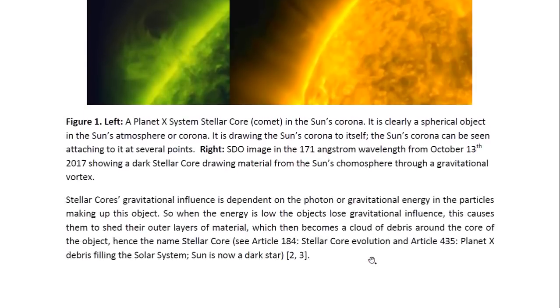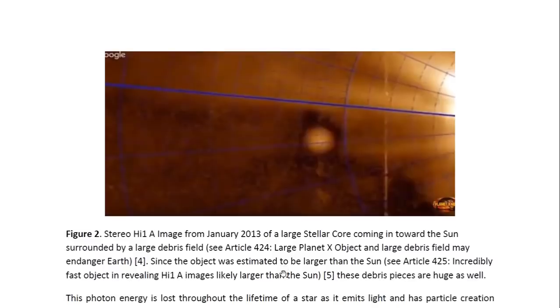Stellar core's gravitational influence is dependent on the photon or gravitational energy in the particles making up this object. So when the energy is low, the objects lose gravitational influence. This causes them to shed their outer layers of material, which then becomes a cloud of debris around the core of the object, hence the name stellar core. And you may look at article 184 entitled Stellar Core Evolution and article 435 entitled Planet X Debris Filling the Solar System. Sun is now a dark star.